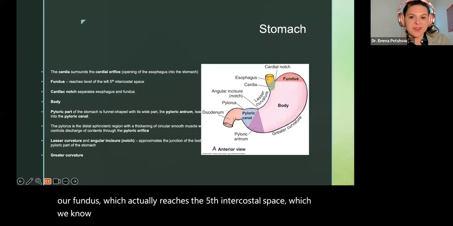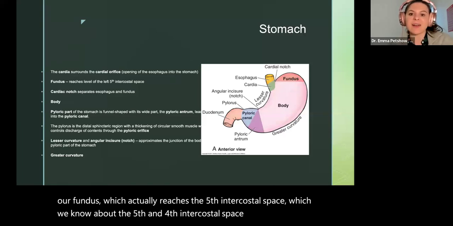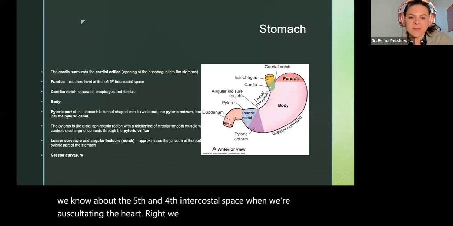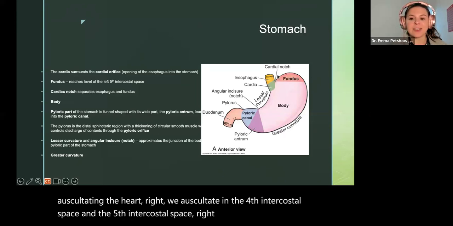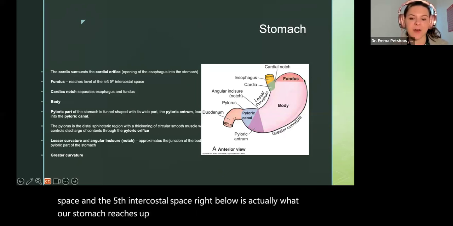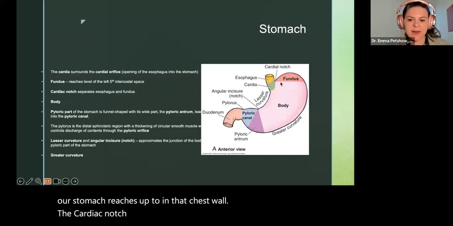the fifth and fourth intercostal space when we're auscultating the heart, right? We auscultate in the fourth intercostal space, and the fifth intercostal space right below is actually what our stomach reaches up to in that chest wall. The cardiac notch is the separation between the esophagus and the fundus. It provides a space here.